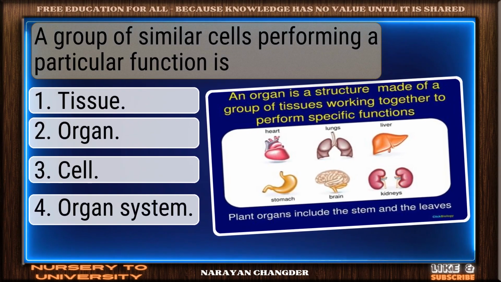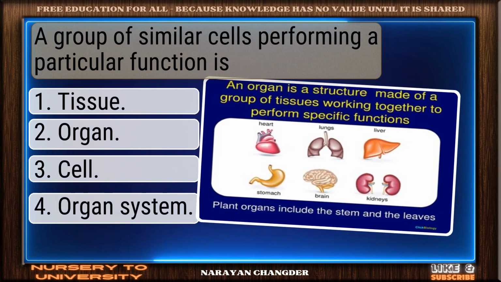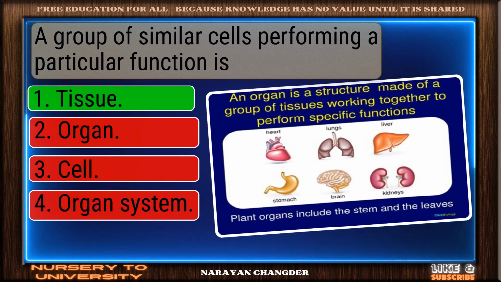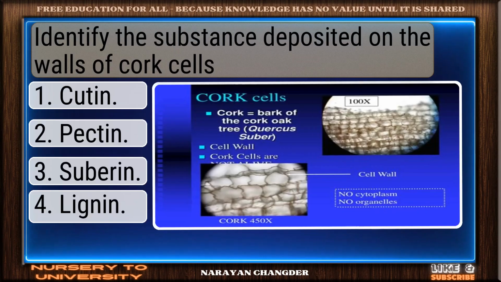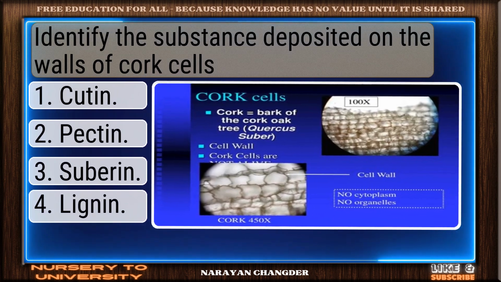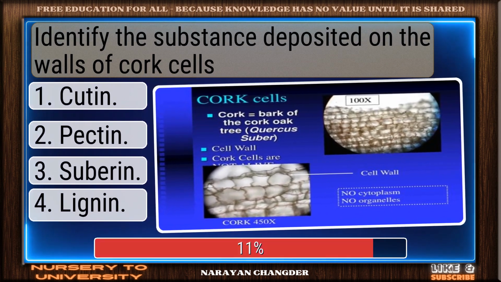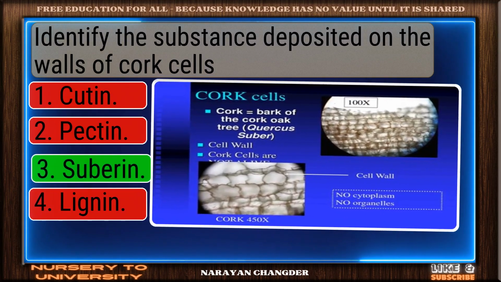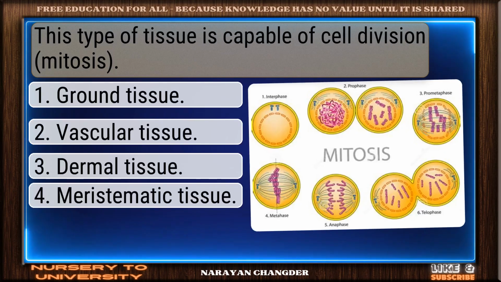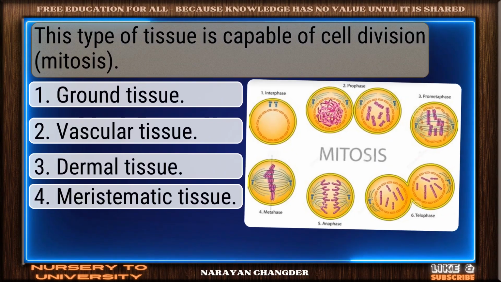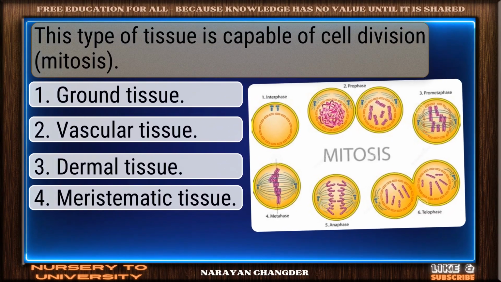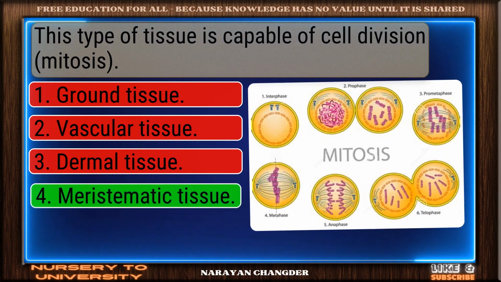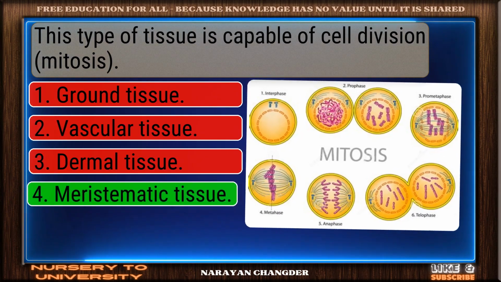Question number 51. A group of similar cells performing a particular function is? You got it. Your choice tissue is right. Question number 52. Identify the substance deposited on the walls of cork cells. Clear logic. Your choice suberin is sound and 100% true. Question number 53. This type of tissue is capable of cell division. Well picked. Meristematic tissue is the correct answer.